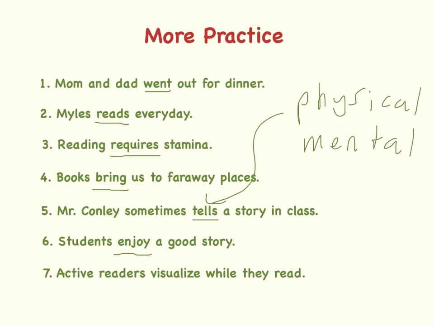Alright, last sentence. This one might be a little bit tough because there are actually two verbs in this sentence. See if you can identify both of them. Active readers visualize while they read. Alright, good. Although active may look like a verb, that's actually an adjective. It's describing readers. And even though readers may look like a verb as well, that's a noun. So our two verbs here are first visualize and then read.